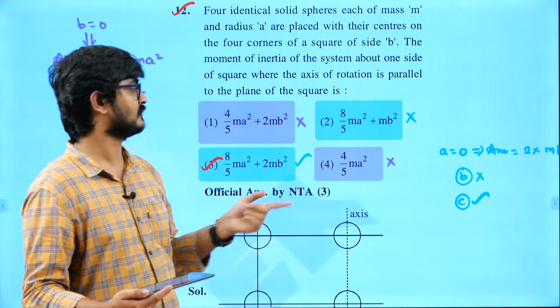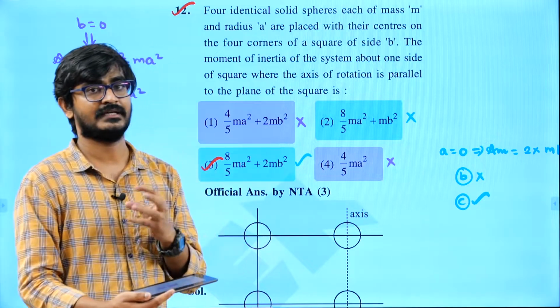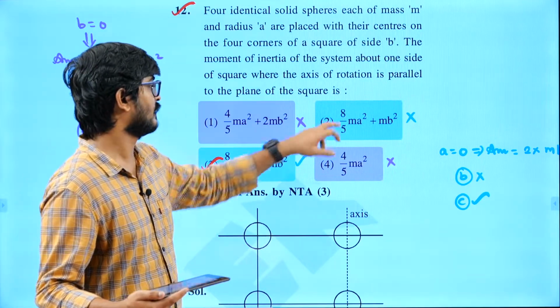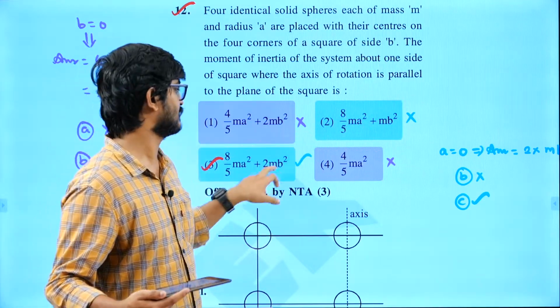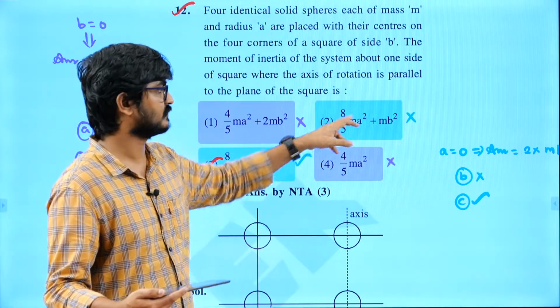How can I eliminate those 2 options? By seeing what is happening at b equal to 0. When you substitute b equal to 0, these 2 are coming out to be 8 by 5 ma square. So I can't eliminate these 2.